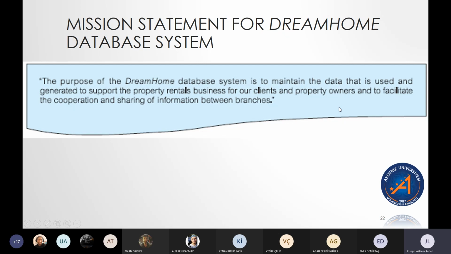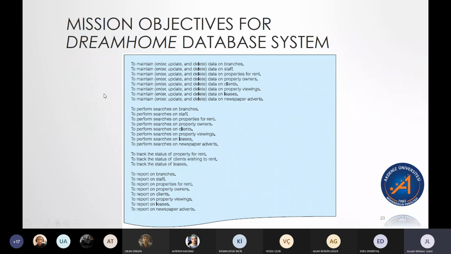Now, the mission statement's not going to include all the tables that we end up having to create, but it will give us an idea of some of the main tables that we need to have. Okay. All right. So we might say, okay, we need to maintain data on all these different things, on branches and staff and properties. Notice that some of these things, branches, staff, clients, property owners, these are all things that came from the mission statement or those forms that we looked at, the documentation that we looked at.